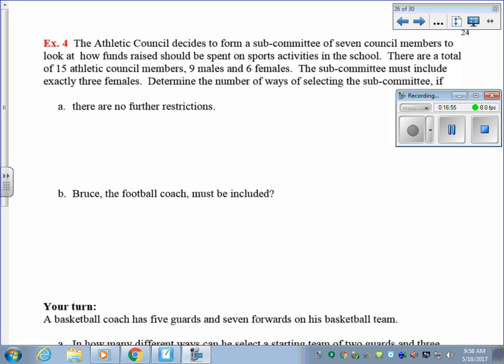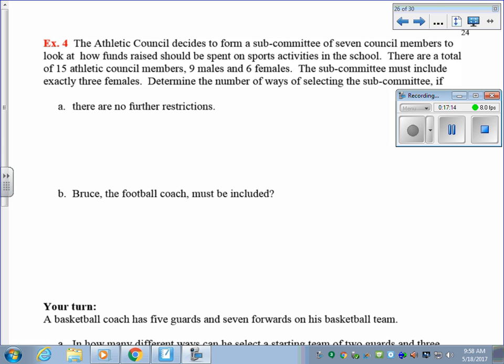There are a total of 15 athletic council members, 9 males and 6 females. The subcommittee must include exactly 3 females. To determine the number of ways of selecting the subcommittee, if there are no further restrictions, and then we're going to say if we have to include Bruce, the football coach. So, we have to look at what we have here.